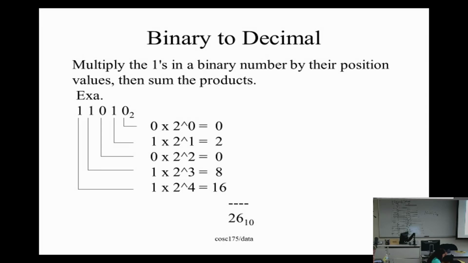Okay. Get it? No, what don't you get? 0 times 2 to the 0 is 0. 1 times 2 to the 1 is 2. 1 times 2 to 2 is 4. 1 times 2 to the 3 is 8. You're doing it right. 1 times 2 to the 5 is 16 times 2 is 32. Yeah.